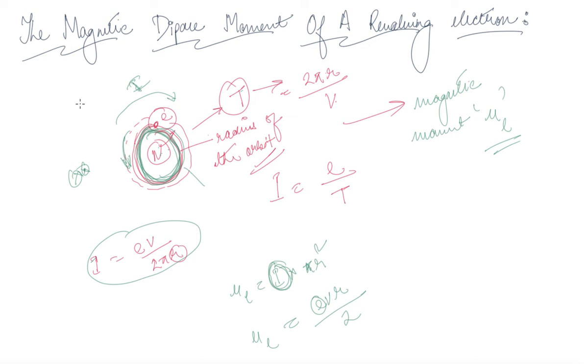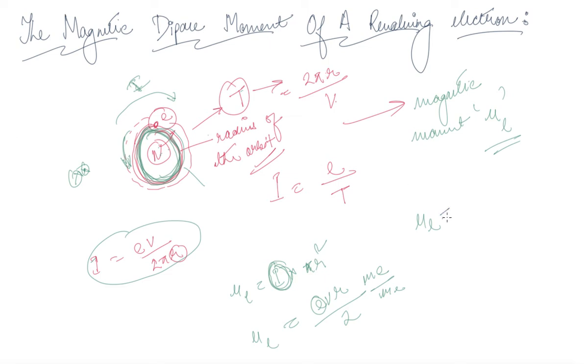Now, if I multiply and divide the right hand side of the above expression by the electron mass m e, I have, if I look closely, mu L. Let me change the color.